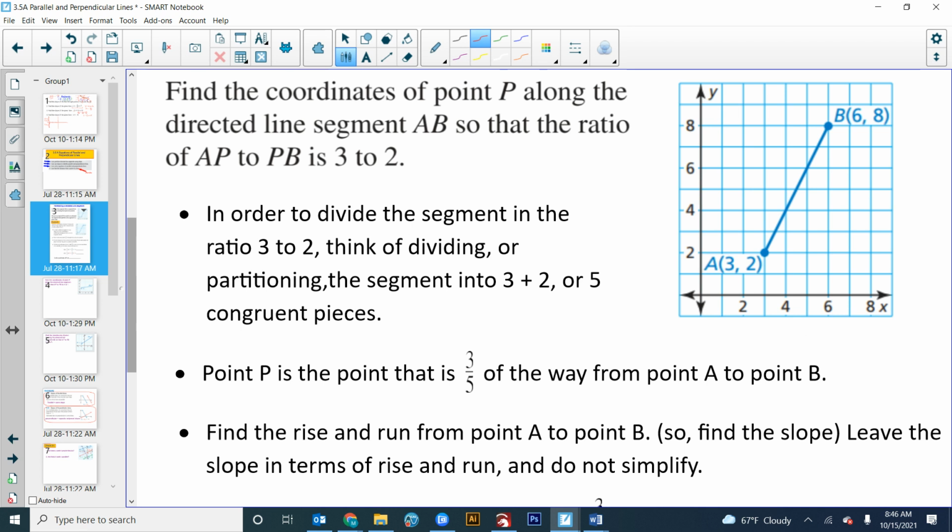Watch up here. Find the coordinates of point P. So point P could be here, it could be here, it could be here, we don't know where point P is. But the ratio of AP to PB is 3:2. What's a ratio? Can you write it like this?